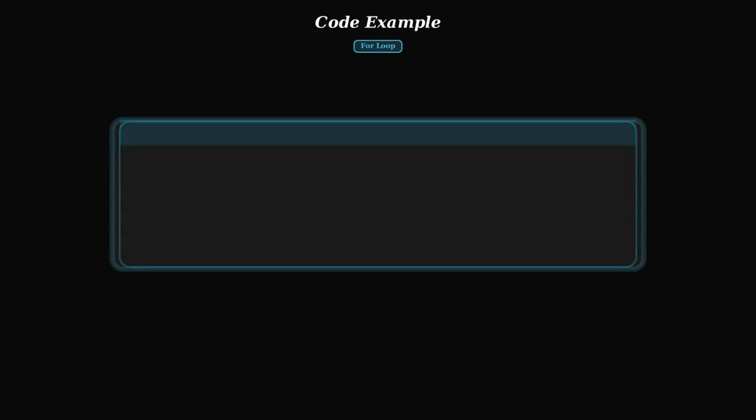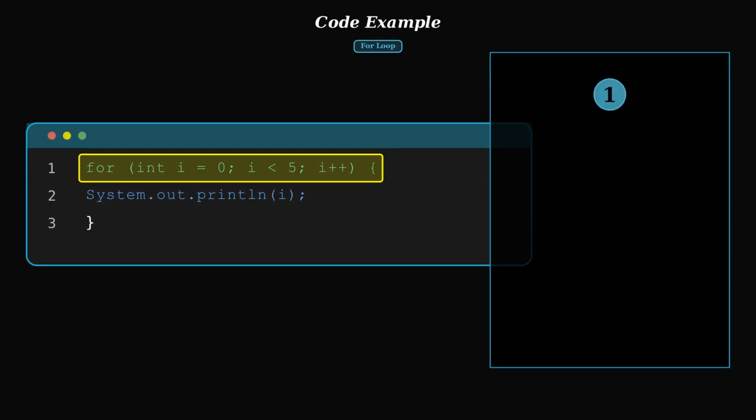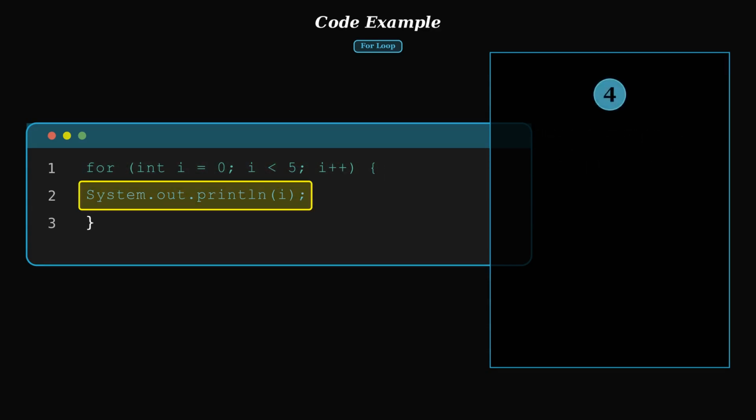Let's see how to implement for loop in code. Here is the implementation. Initialize counter. Start I at 0. Set condition. Loop while I less than 5. Increment step. Add 1 after each loop. Print value. Display current number. Now let's see the output of this code.